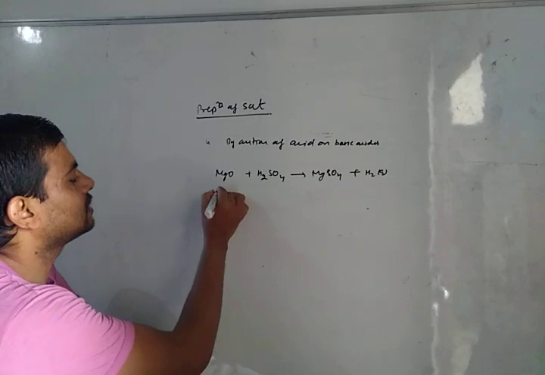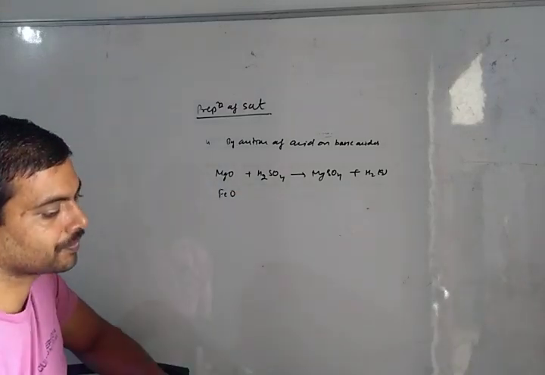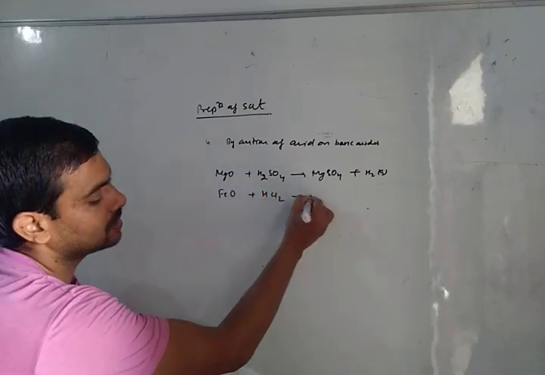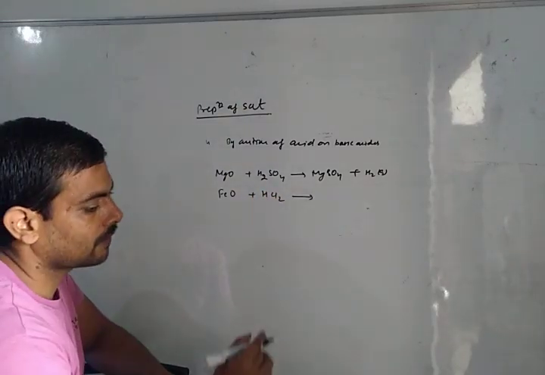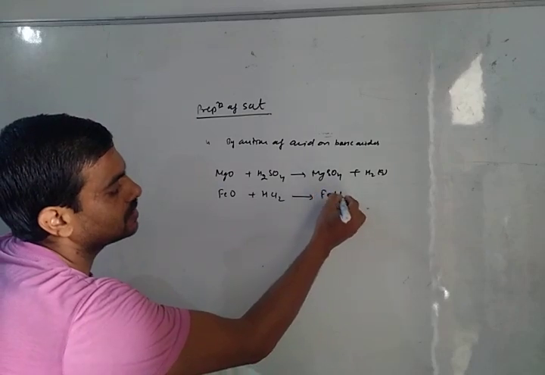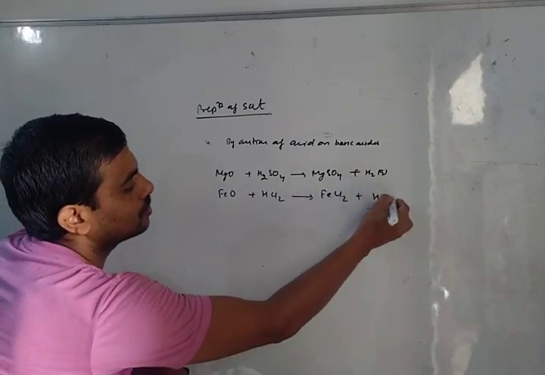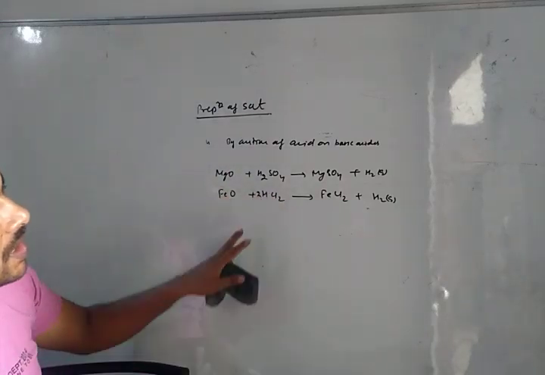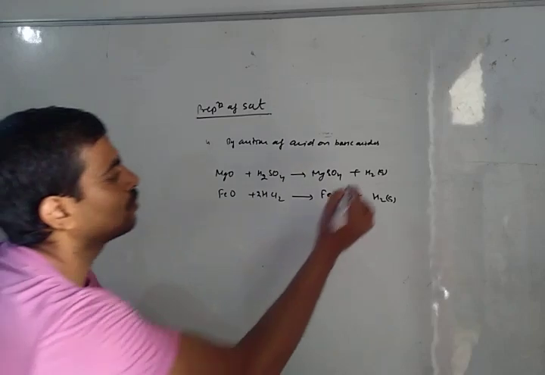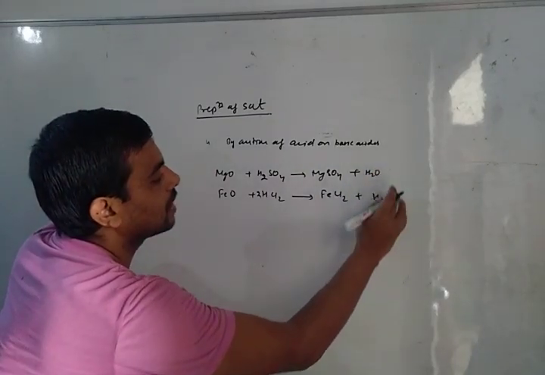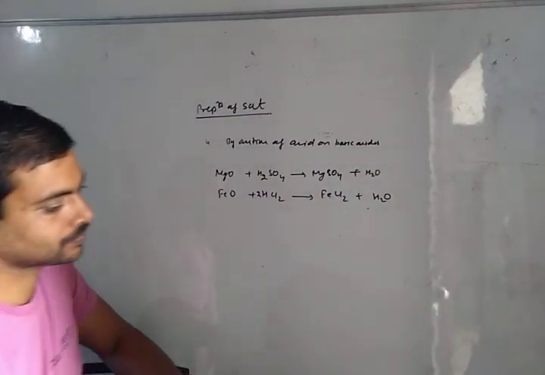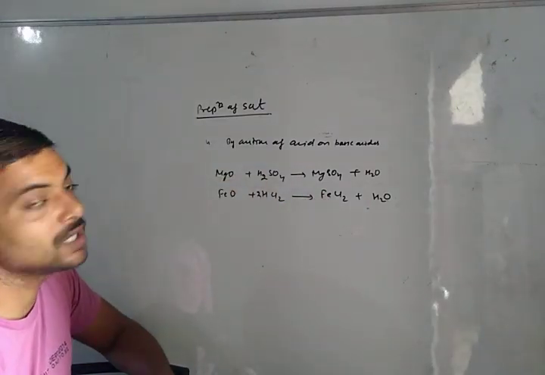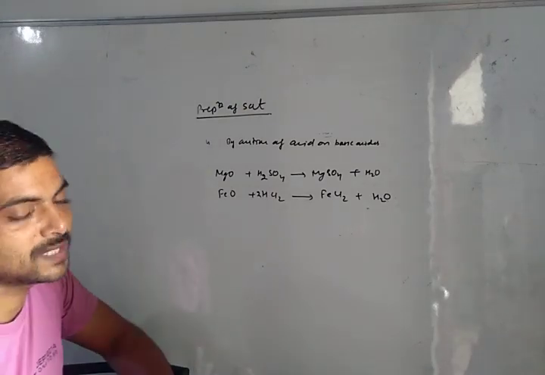You can write another example. For example, FeO, ferrous oxide, when treated with HCl, forms ferrous chloride, FeCl2, and H2O. Here the byproduct is water, not gas. So this is the reaction when acid reacts with basic oxides.